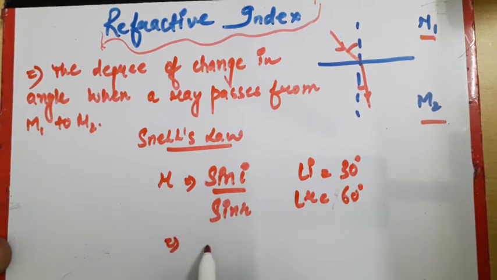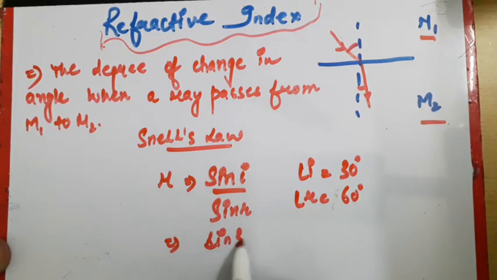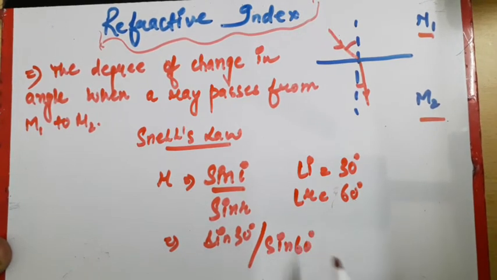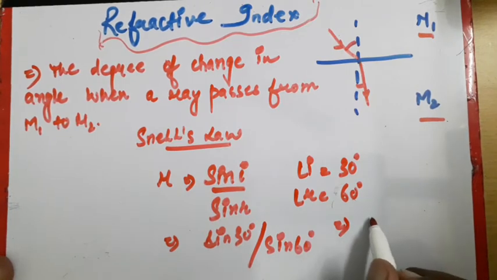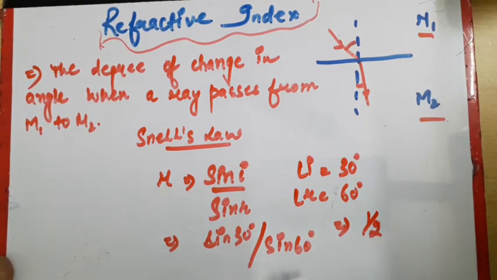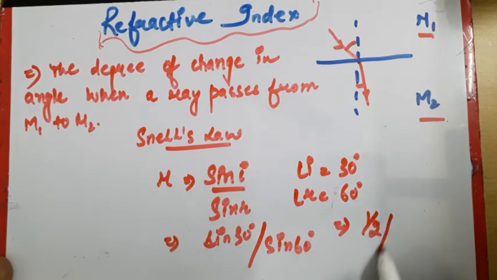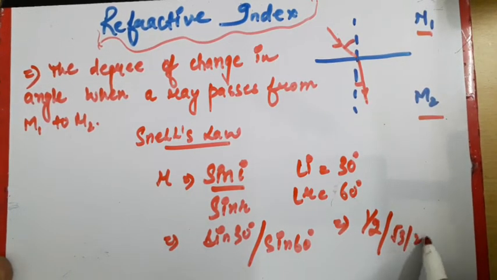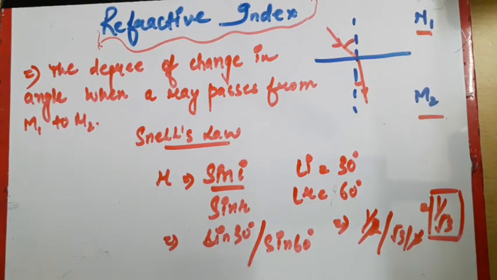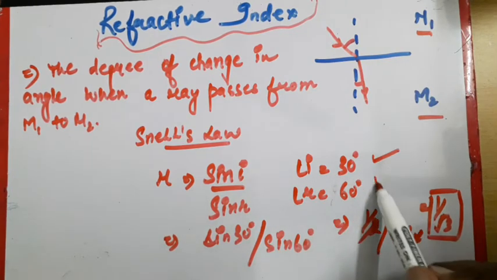So sine 30 divided by sine 60, right? So sine 30 is 1 by 2, and we know that sine 60 is root 3 by 2, right? It just cancels out and the value becomes 1 by root 3. So this is your refractive index. This is one of the ways to find refractive index when angles are given to you, right?